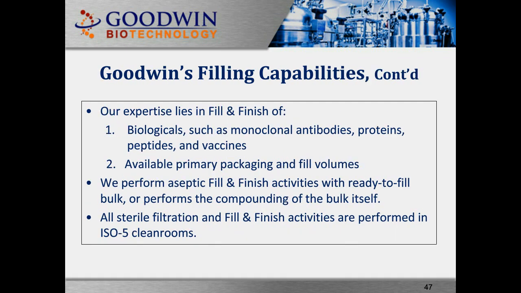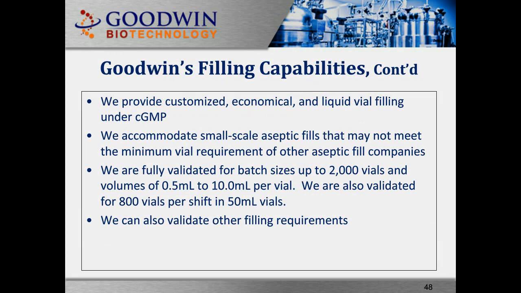Our expertise lies in fill and finish of biologicals such as monoclonal antibodies, proteins, peptides, vaccines, and bioconjugates, with a variety of available primary packaging and fill volumes. Goodwin performs aseptic fill and finish activities with ready-to-fill bulk or performs the compounding of the bulk itself. All sterile filtration and fill finish activities are performed in ISO 5 clean rooms. Goodwin provides customized, economical liquid vial filling under cGMP conditions. Goodwin accommodates small-scale aseptic fills that may not meet the minimum vial requirement of other aseptic fill companies.